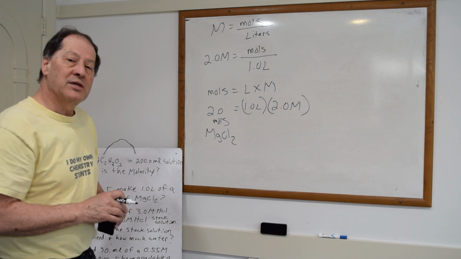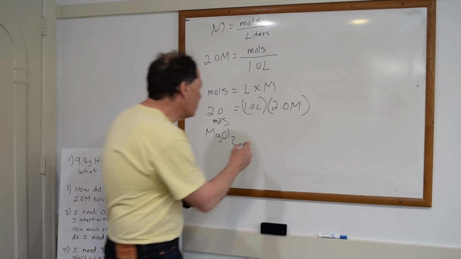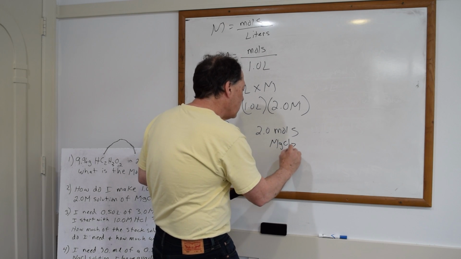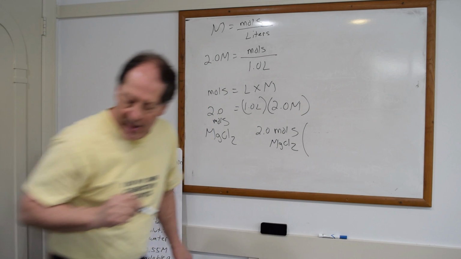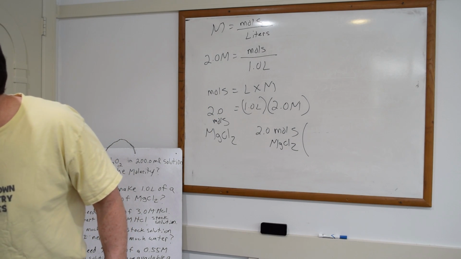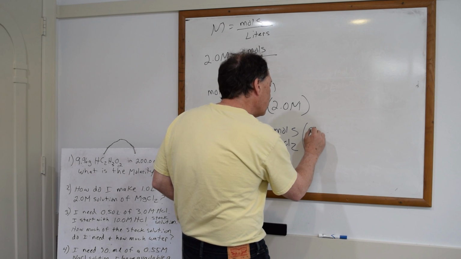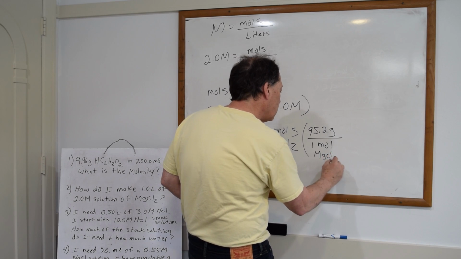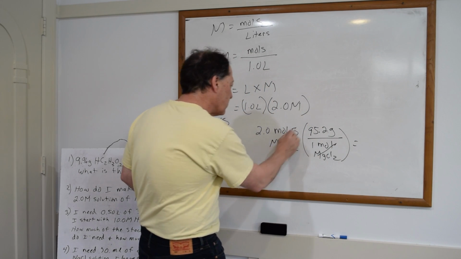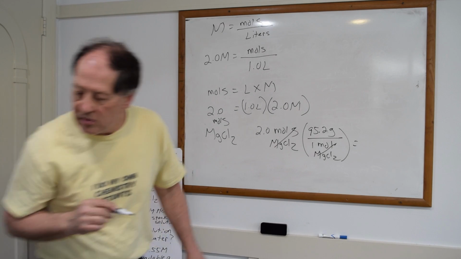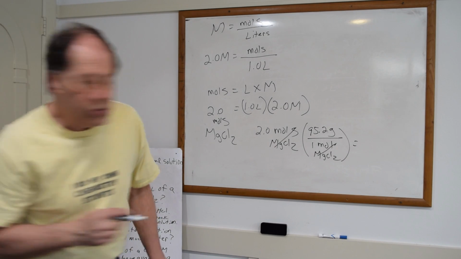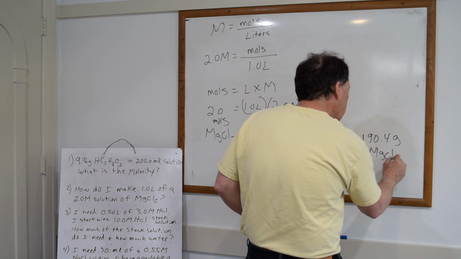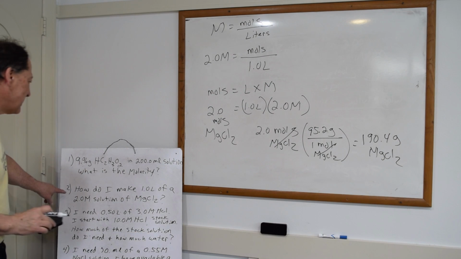Well, I usually measure things in grams, not moles, so I'm going to have to change this 2.0 moles of magnesium chloride to grams. Okay, so the molar mass of magnesium chloride, let's see, 95.2, so 95.2 grams is 1 mole of magnesium chloride. Moles of magnesium chloride cancel, so 2 times 95.2 looks like about 190.4 grams of magnesium chloride.